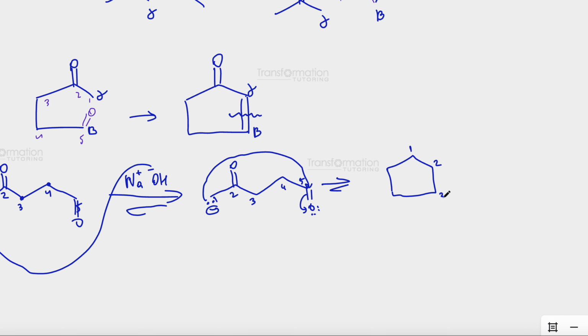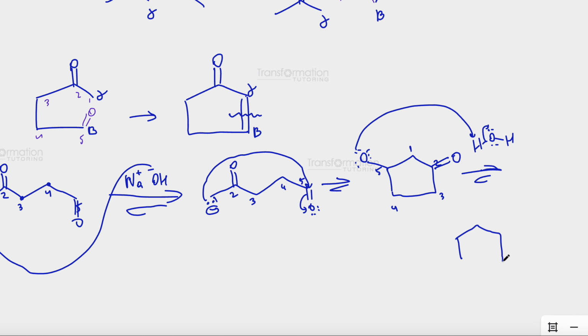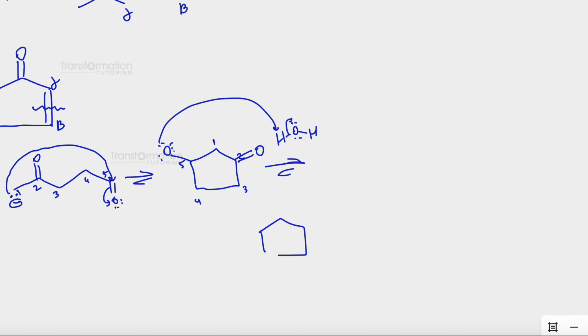Number it any way we want. 1, 2, 3, 4, 5. And then let's follow. 2 has a double bond O. And then 5 has an O minus. So we're almost there. Again, in the next step, the O minus will use its electrons to take a hydrogen from water like this. And let's show the product. Maybe we will just go all the way to the right to show the product.